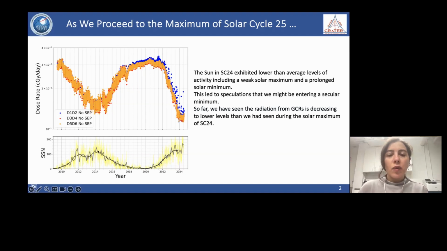Actually, one of the reasons this is very interesting for us is that cycle 24 has exhibited lower than average solar activity, so that it has caused speculations that we might be entering an era of lower than average solar activity for several cycles. So far, we see that the GCR rates, however, are decreasing to lower values than what we had seen for the maximum of cycle 24.